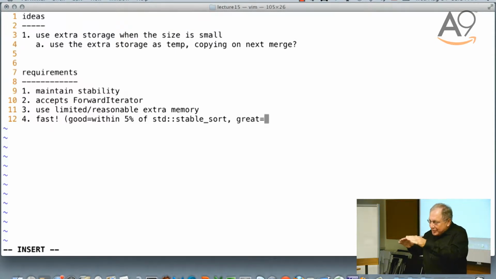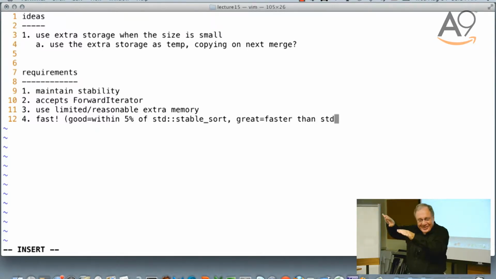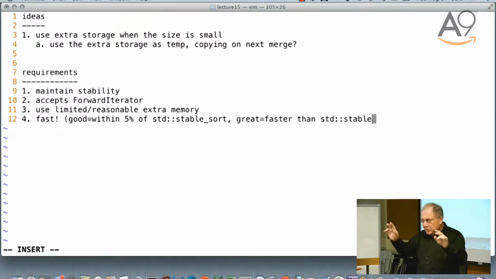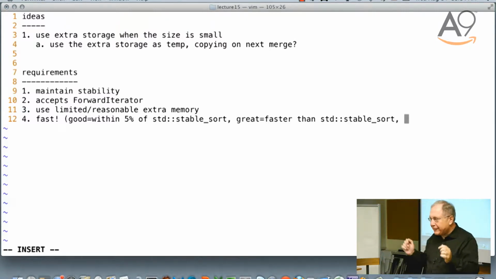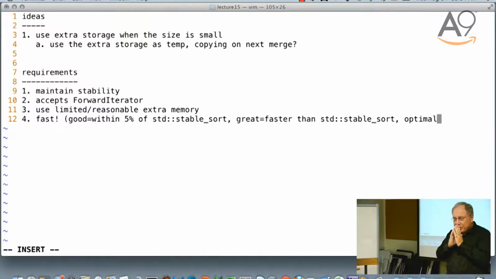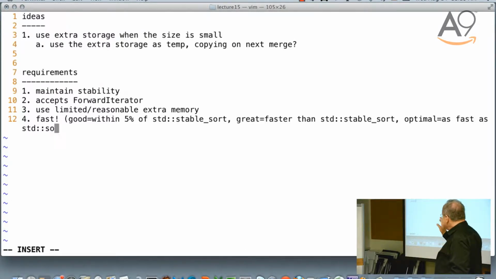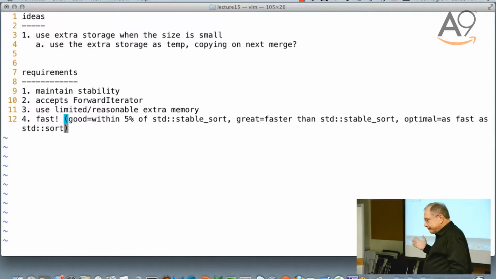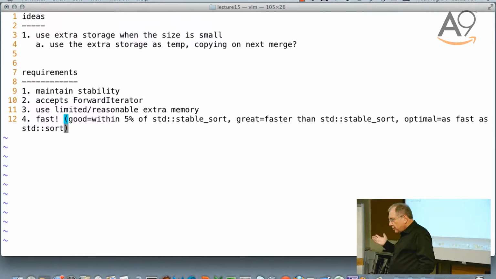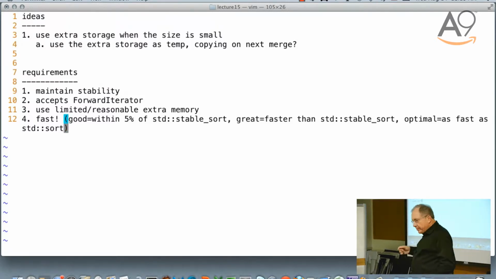And I make progress with stable sort, but then I make progress with sort. So we will look at sort eventually if this activity goes well, because it's fascinating stuff. But so that's what we want, as fast as STD sort, right? Or, you know, that would be great.